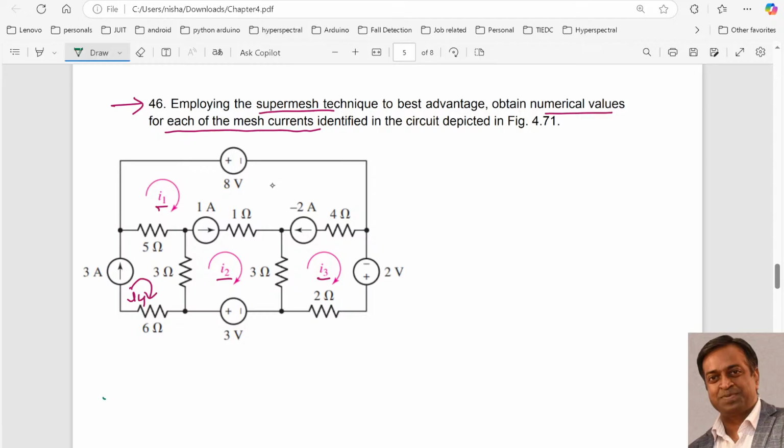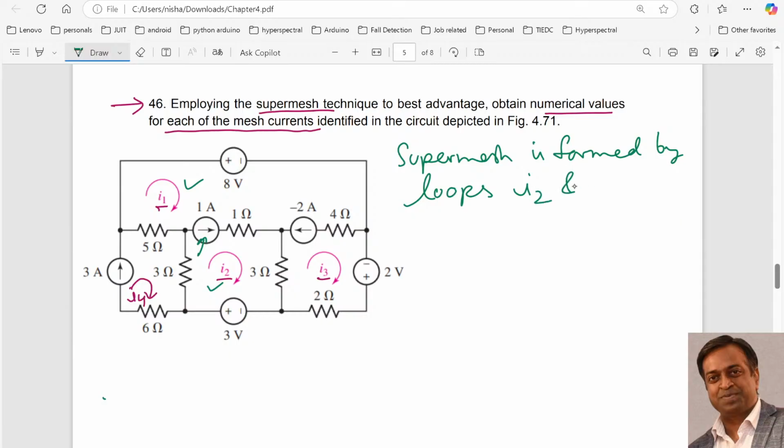Now if we look at this loop I1 and I2, over here we have a common current source. So it means that a super mesh is formed by loops I1 and I2, right? But if you look at I1 and I3, then again there is a common current source, and we know that whenever there is a common current source between two loops, the two loops form a super mesh. So this I1 loop has a common current source with I2 as well as with I3.